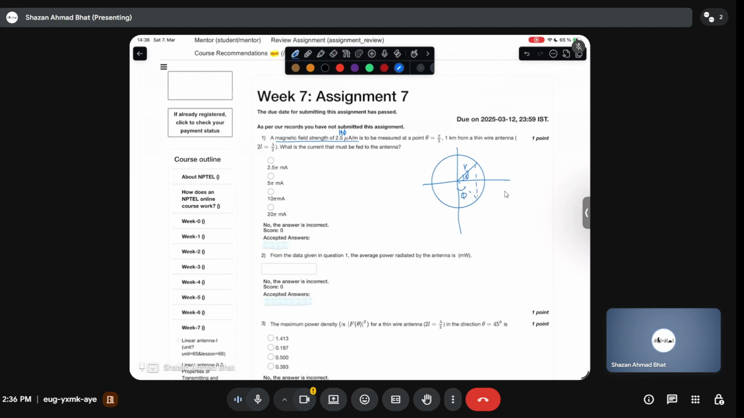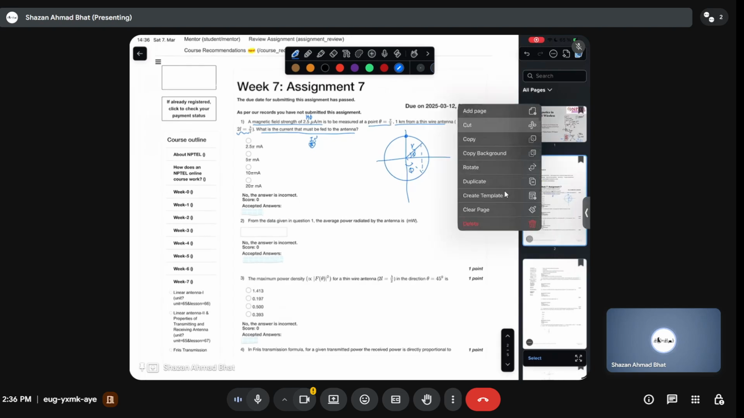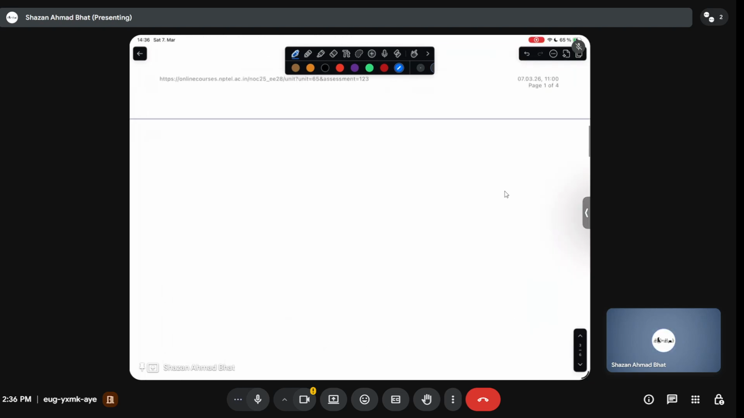So you have a magnetic field at a point theta equals pi by 2, which should be somewhere here, 1 kilometer from a thin wire antenna. This is the distance which is given as 1 kilometer, and twice L is lambda by 2. What is the current that must be fed to the antenna? So you need to compute the current. You have all of the details that are required, so let's try to solve this question.